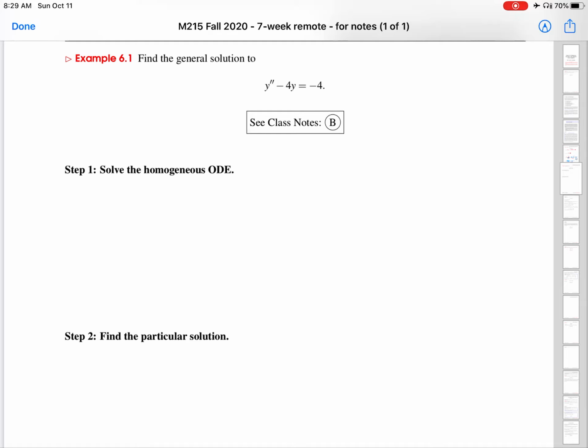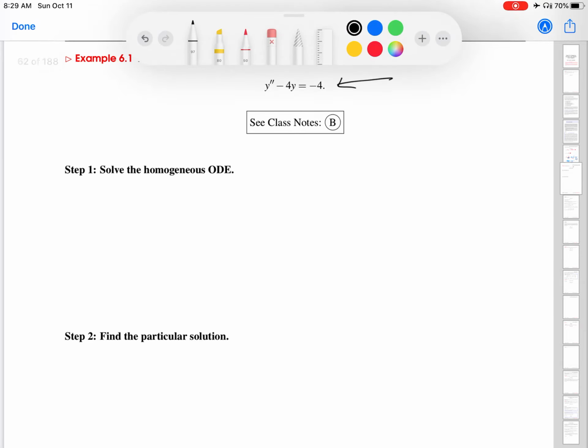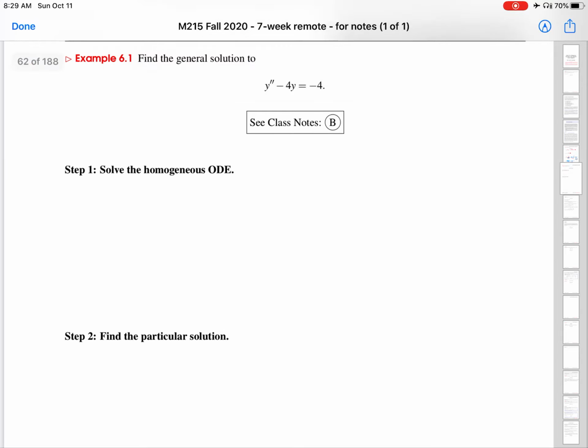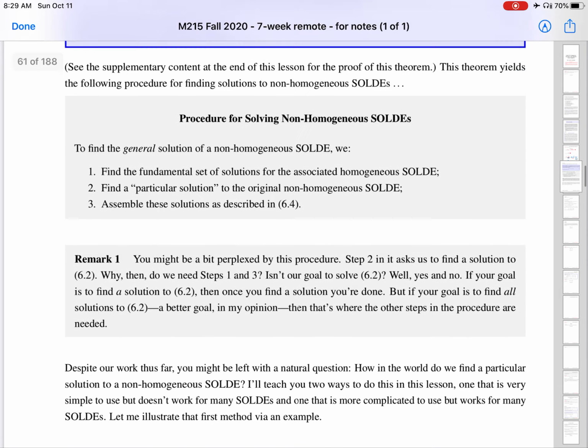So let me scroll up a little bit. This example asks us to find the general solution to this ODE, and it's non-homogeneous because of the non-zero right-hand side. So let me just scroll up and remind you. I've written out the procedure here. You see in bold, step 1, step 2, but let me scroll up a little bit and remind you of what's going on.